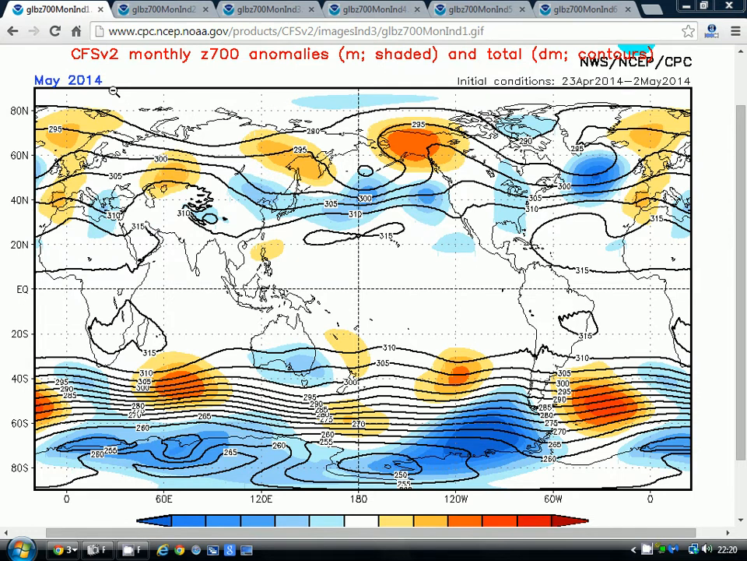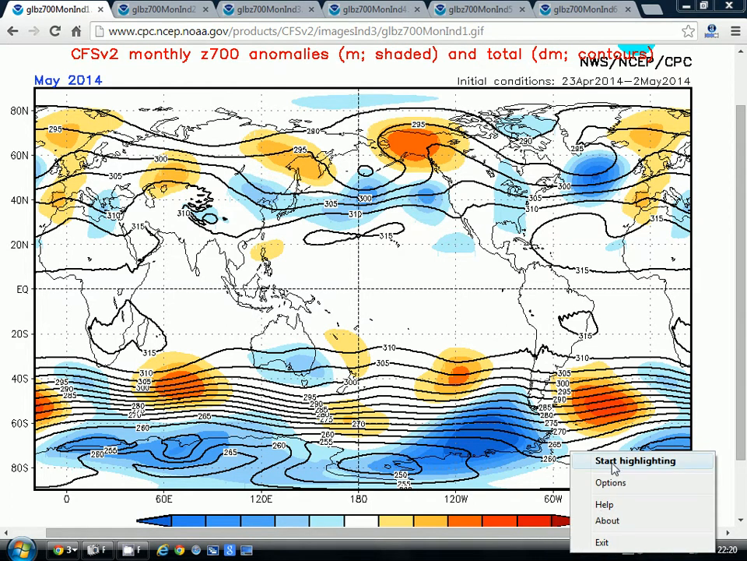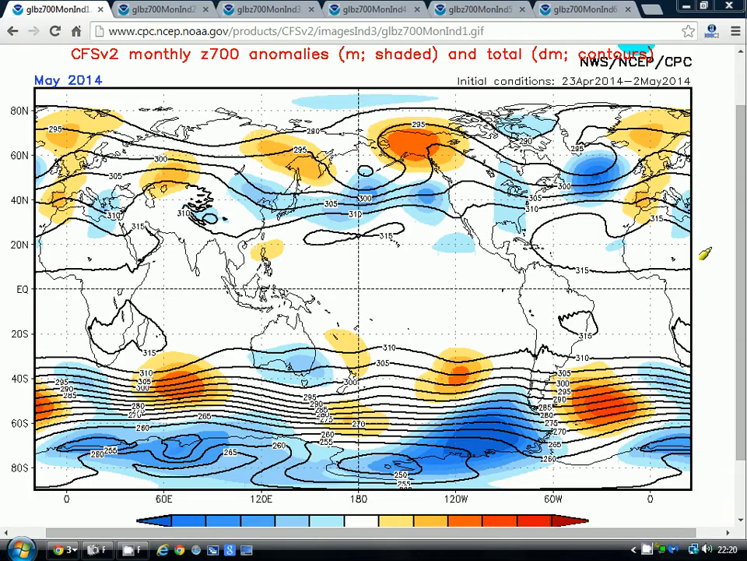So let's start off with May 2014, and this is the 700 millibar height anomaly for the month that we're currently in. I'll be doing the May month ahead forecast tomorrow. This chart will make up part of the forecast, no doubt. The model is seeing high pressure up to the northeast. It's been quite a consistent signal with that. Also seeing high pressure down to the south and the southeast as well.